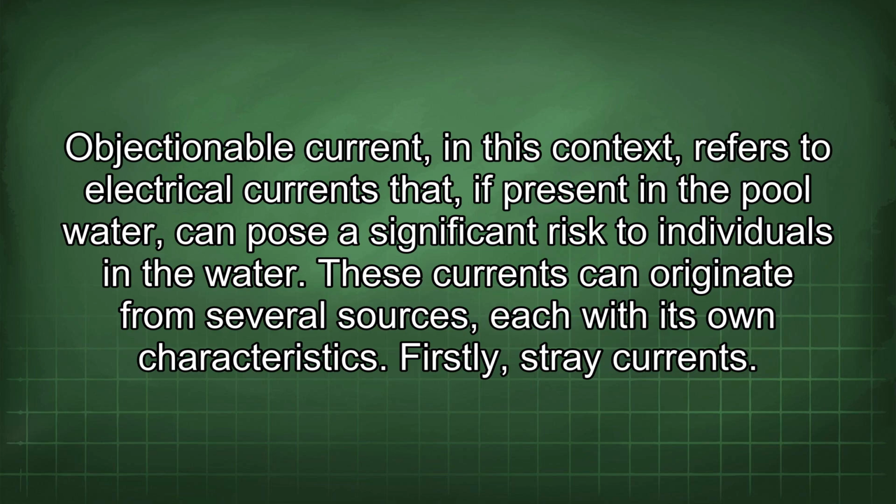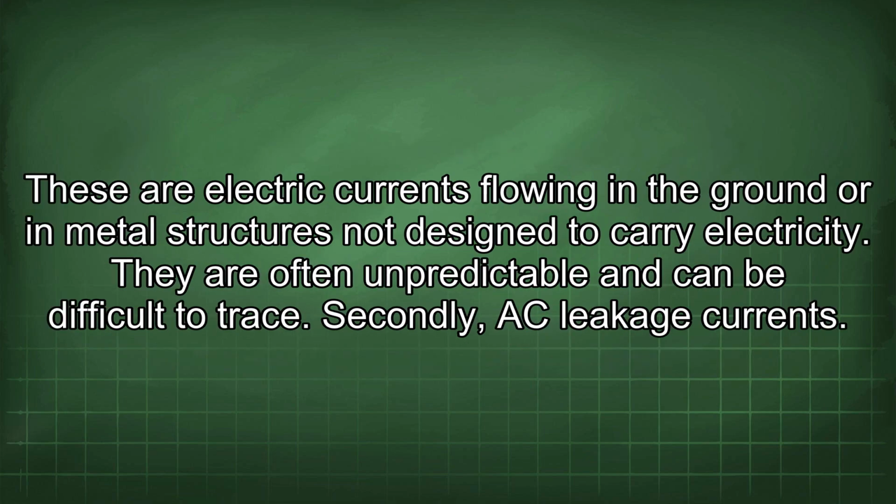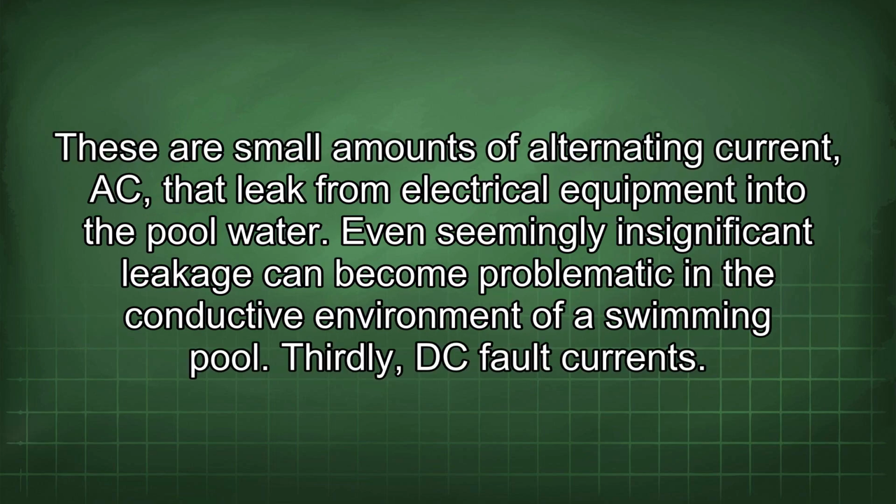Firstly, stray currents. These are electric currents flowing in the ground or in metal structures not designed to carry electricity. They are often unpredictable and can be difficult to trace. Secondly, AC leakage currents. These are small amounts of alternating current, AC, that leak from electrical equipment into the pool water. Even seemingly insignificant leakage can become problematic in the conductive environment of a swimming pool.